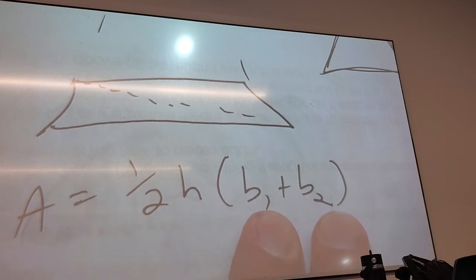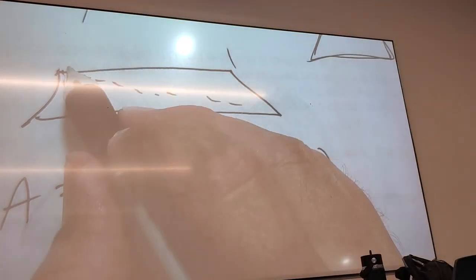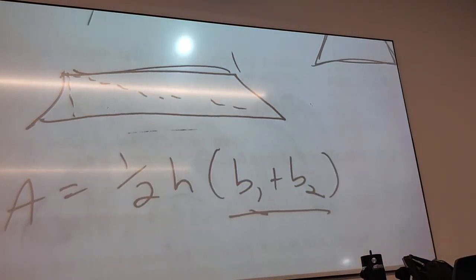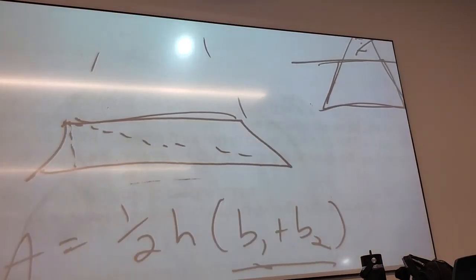Are you guys all with me? The height goes in for h, and you add up the bases inside. Very similar to the form of a triangle because it's a beheaded triangle, or if you cut it up, it's two triangles.